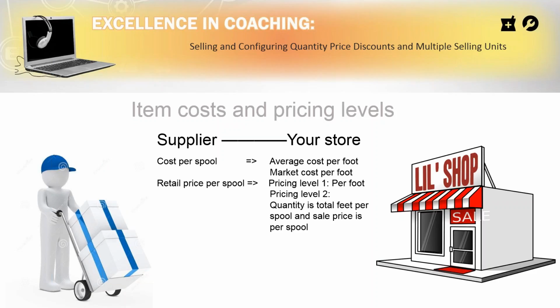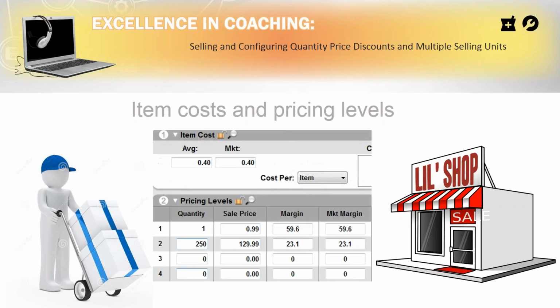Now, one thing that we also do here is I have a pricing level 2. In pricing level 2, the quantity is the total feet per spool, and the sale price is per spool, because we still want to be able to sell this by the spool. Now, here's how this looks. I've got an average cost and market cost of 40 cents, and I sell this by the foot for 99 cents. So I make about a 59% margin, 60% margin there.